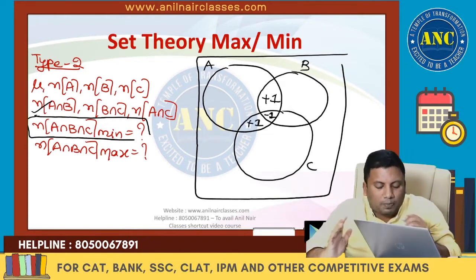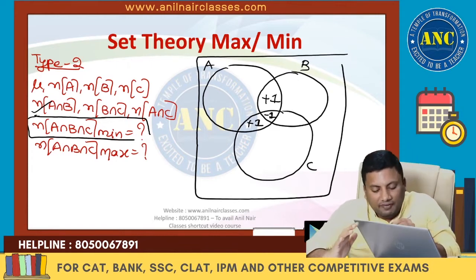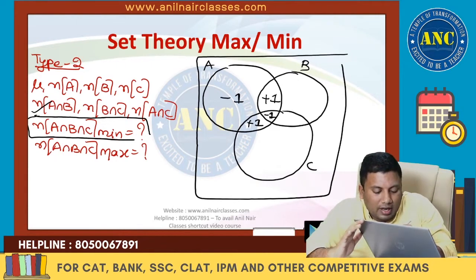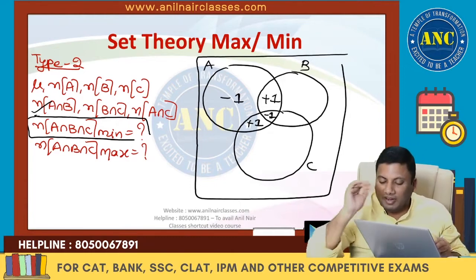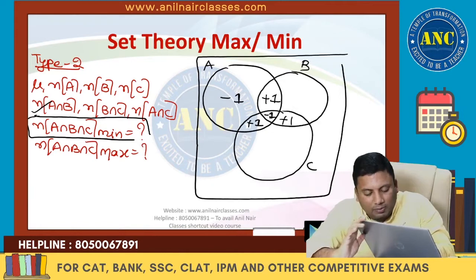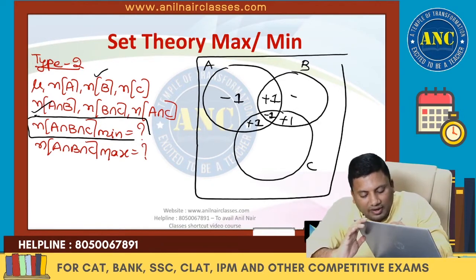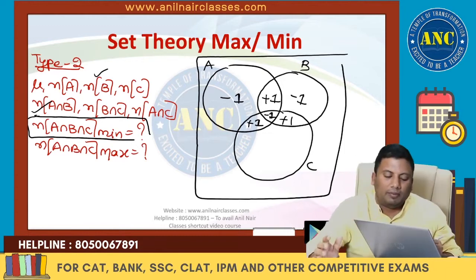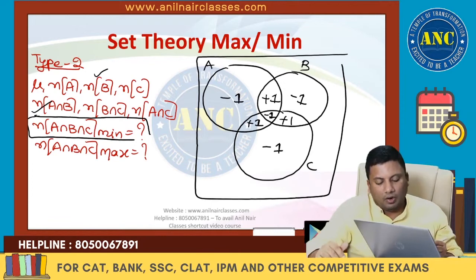D is also plus 1, which is 0, because A intersection C is given. If it is plus 2, this will be minus 2. Another minus 1 will come because n of A is given. If it is minus 1, this will be plus 1. Total n of B value is given. So if it is minus 1, this will also be minus 1. If it is plus 2, this will be minus 2. I hope it is clear.